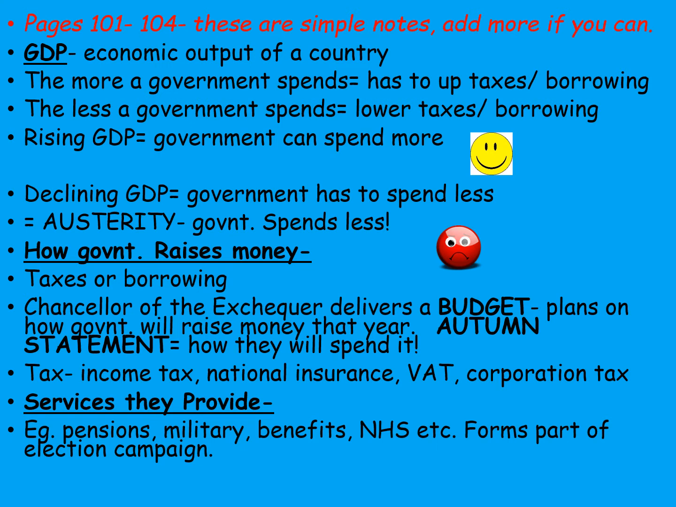In the autumn statement, which is obviously in the autumn, they then release a statement on how they're going to spend the money. So you've got the budget, which is how they're going to raise the money, and the autumn statement is how they're going to spend the money. Tax, we can get tax in loads of different ways. We're going to look at a few of those in a minute. And some of the services they provide are what was on the last slide. So pensions, military, benefits and so on.